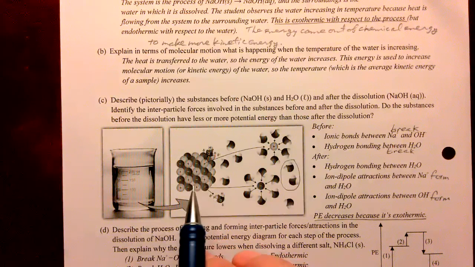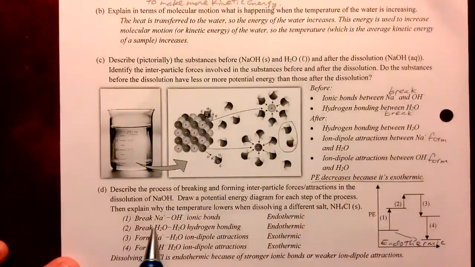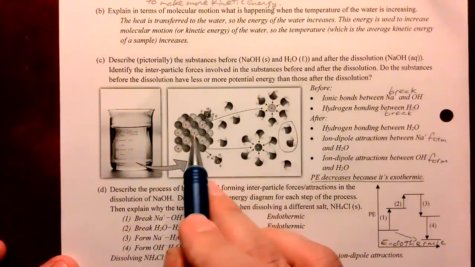So we're going to give it an opportunity to change. But like I said, it's some version of stable. We're going to have to put energy in to break the NaOH bonds, the ionic bonds. This is endothermic. Energy is going in to break up the bonds, to tear this up into bits.